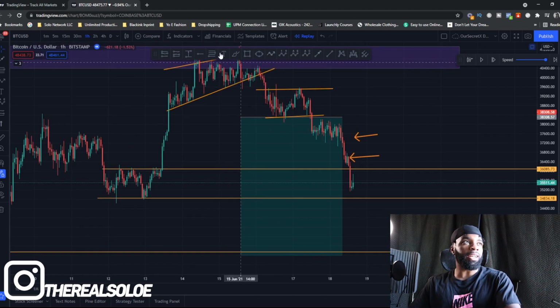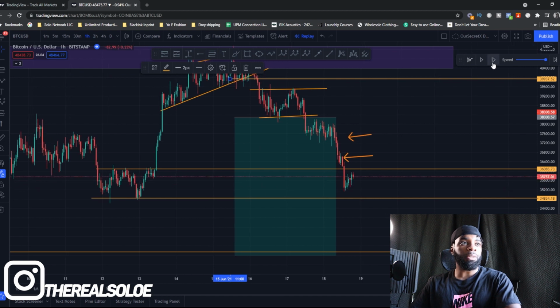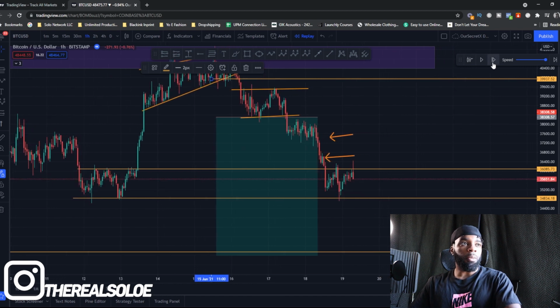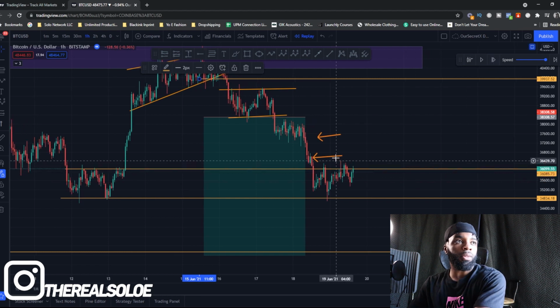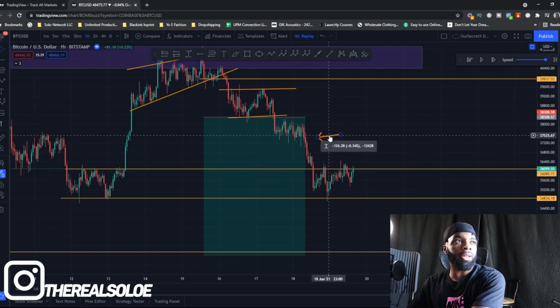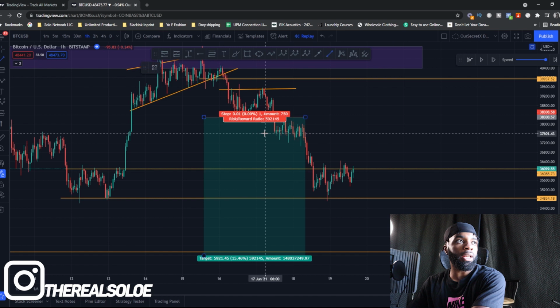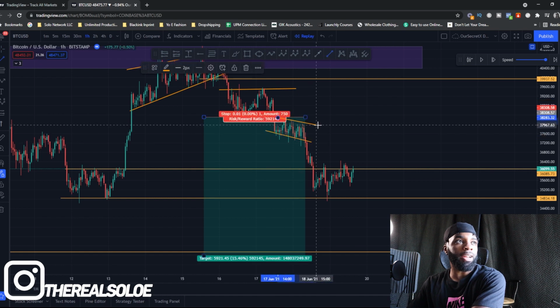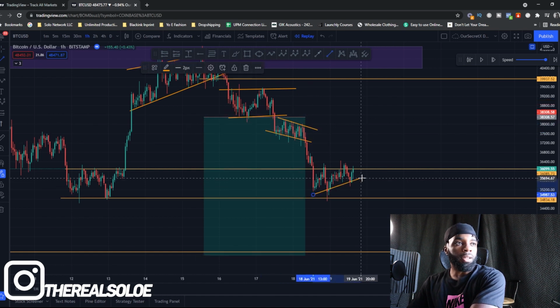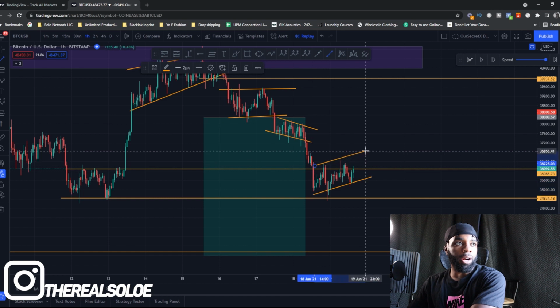Let me just mark this area right here as our original entry. Let's just keep riding it, y'all. So right now market is doing another pullback, right? Since it's doing another pullback, what we like to do is, we have a leading diagonal pattern right here, and right now we have another pattern being formed.